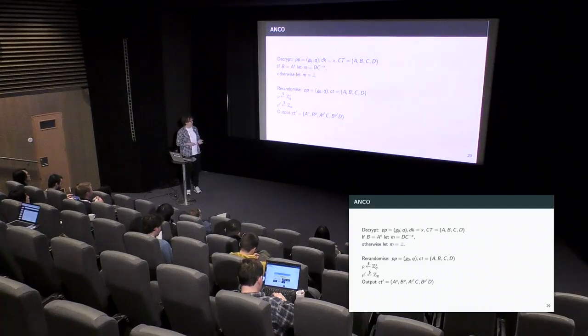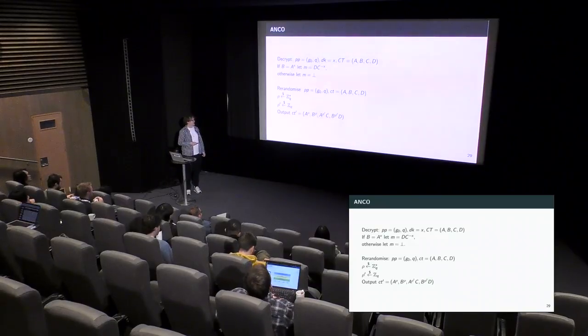Because you can't just exponentiate C and D, since then you mess up the message completely. But what we can do is take A and B, raise them both to some random value, and multiply them on here. When you invert this and multiply on here, you'll also kill this term. So this is still a valid ElGamal ciphertext.